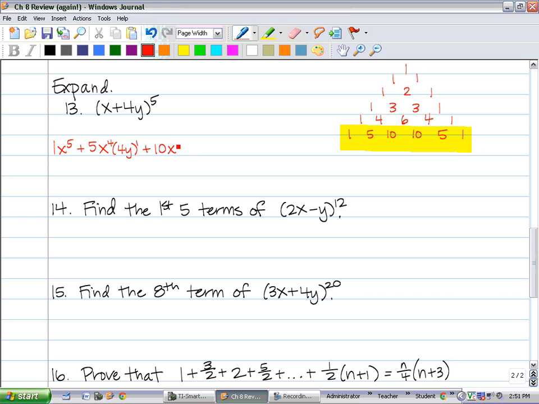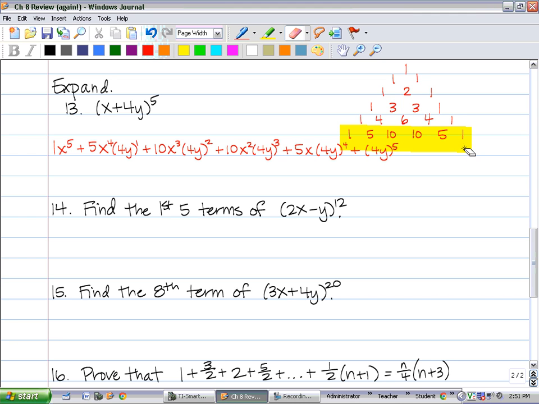X is decreasing, so it's cubed. Y is increasing, so it's now 4y squared. Back to Pascal. Coefficient, there we are, coefficient 10. X is squared. 4y is to the third. Plus, next coefficient 5. X to the first. 4y to the fourth. And then last term, coefficient is back to 1. We're out of x's, and 4y is to the fifth.